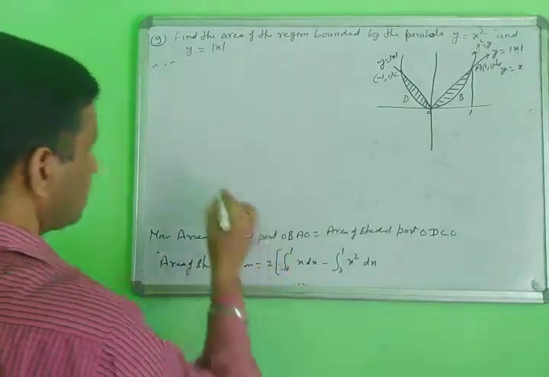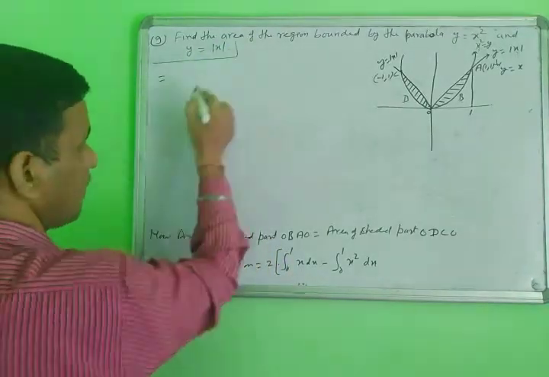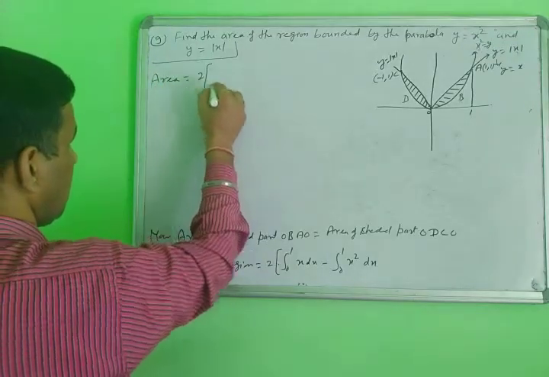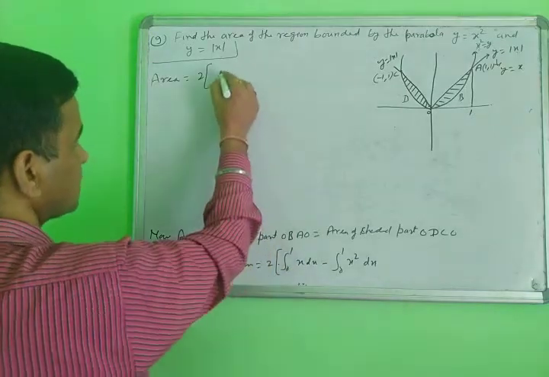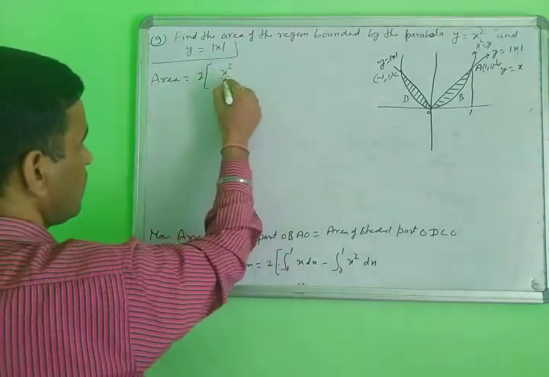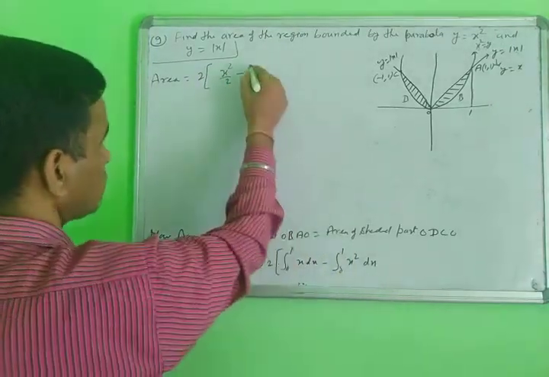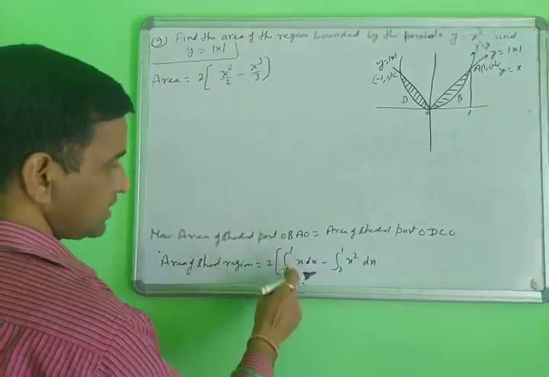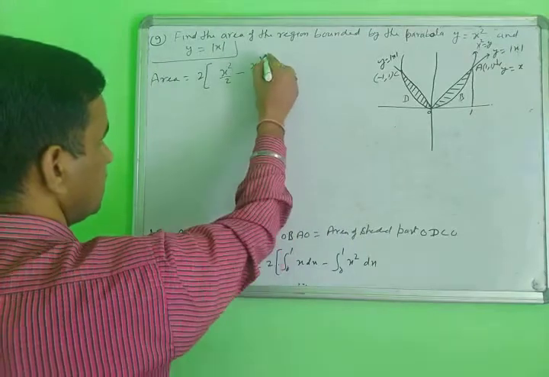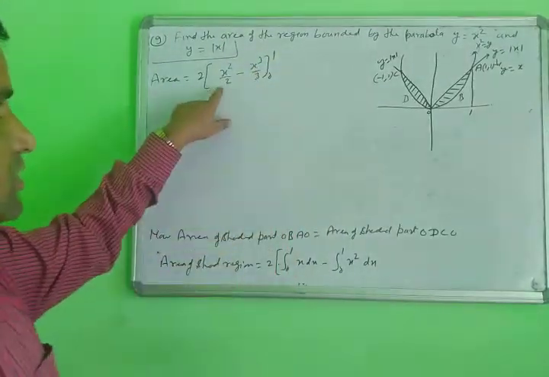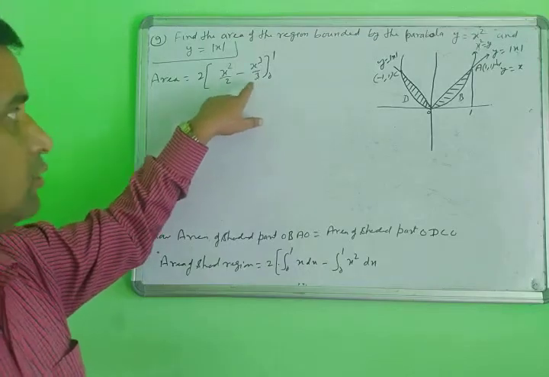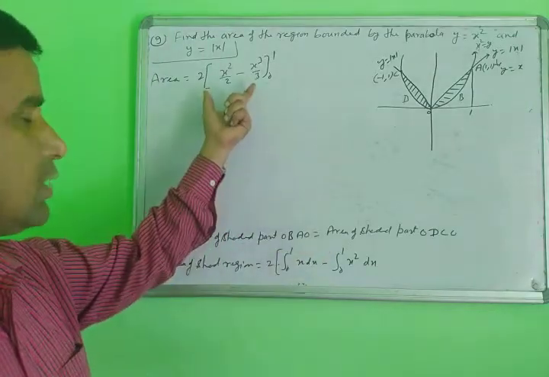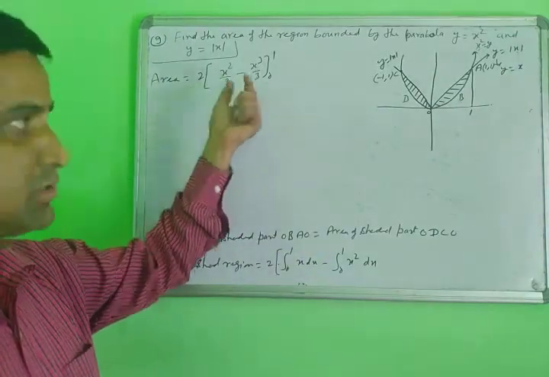Yes, students. Now find the area here. Outside, integration of x gives x square by 2, minus x cube by 3, and the limits are the same, 0 to 1. Suppose you do it separately, the answer will not change; the answer will be the same. Whether you do it separately or combined should not matter. When the limits are the same, you can do it in one go, otherwise you can do it separately.